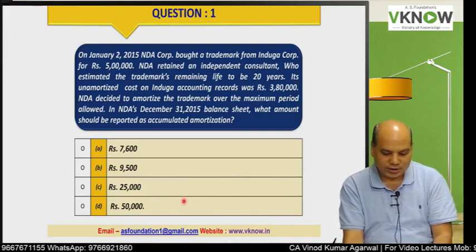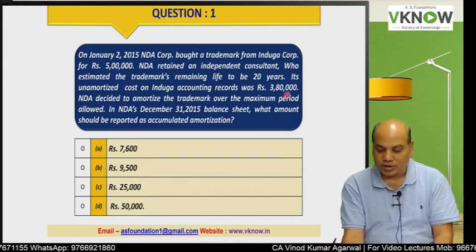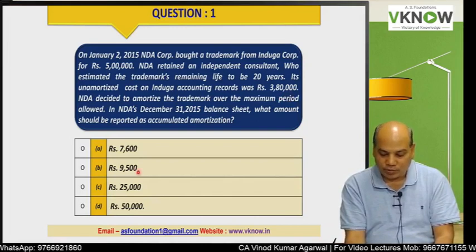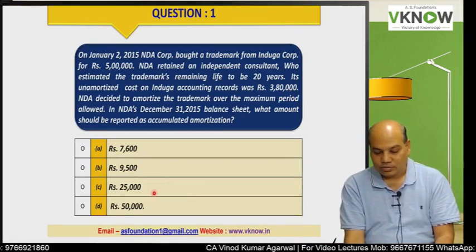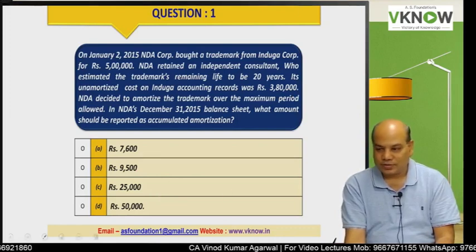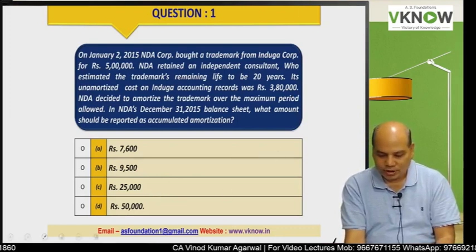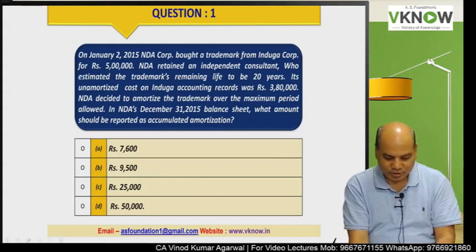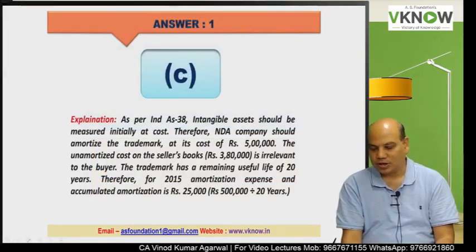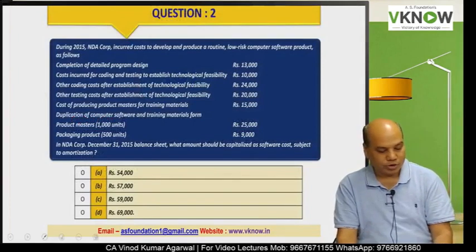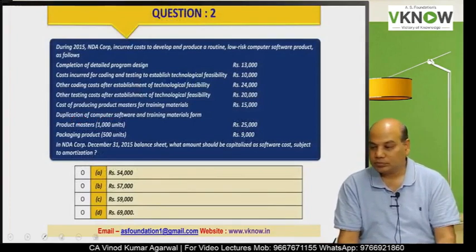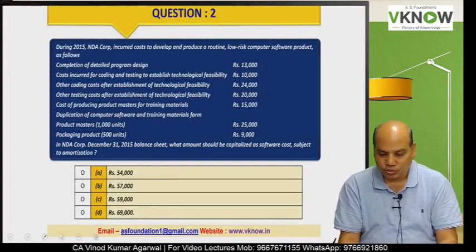The answer is yes. But if somebody by mistake takes 3,80,000 and divides by 20, for him also there is an option. Okay. So the correct answer is option C. C is the correct answer. In your book I have written the explanation also, which you can read later on. One more question, number 2.